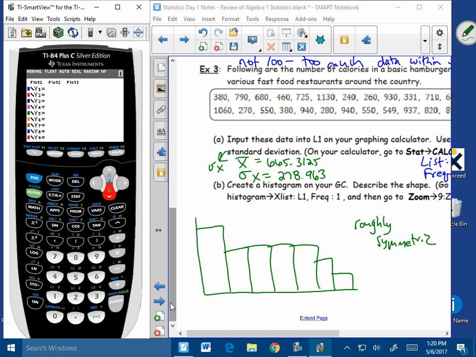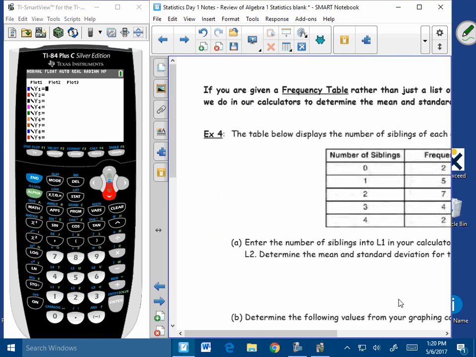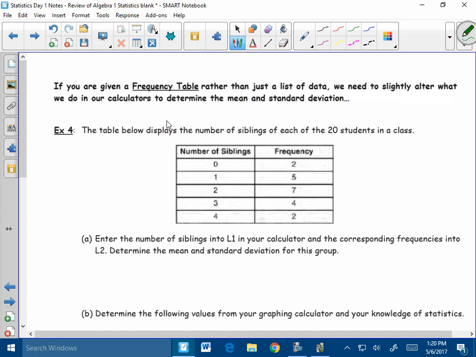Okay, on to the next page. We got one more calculator question here. So sometimes we get a single list of data, like we saw in that previous example, but then sometimes you get a frequency table. Right, so a frequency table gives you the number of times that data value occurred.